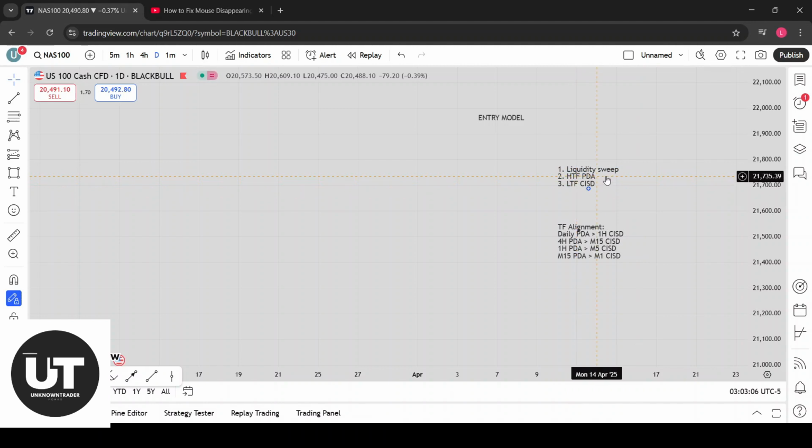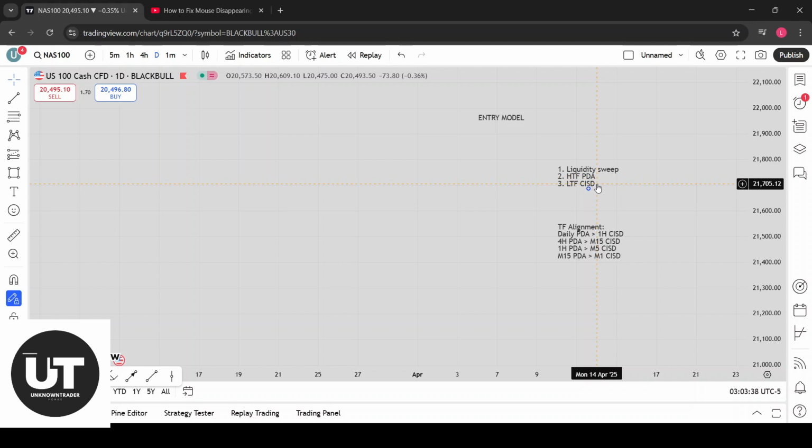So what's a PDA? A PDA is like an order block, a fair value gap, an inversion gap on the higher time frame. Anywhere from 1 hour and up, that's a higher time frame for me. So I'm looking for those PDAs in those higher time frame charts. Once I've identified my PDA on the higher time frame level, it could be a fair value gap, an inversion gap, or an order block.